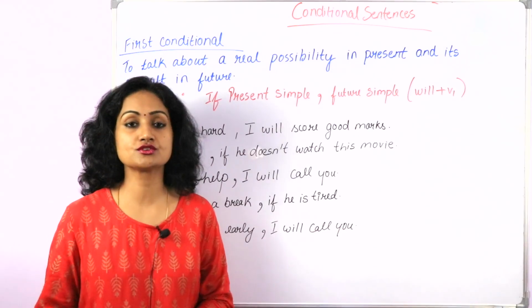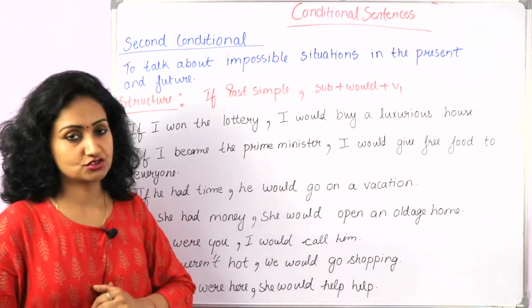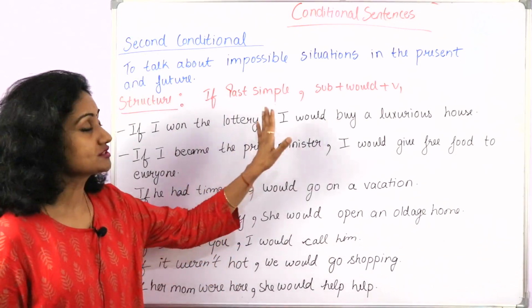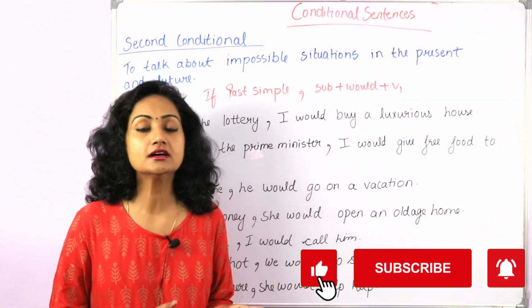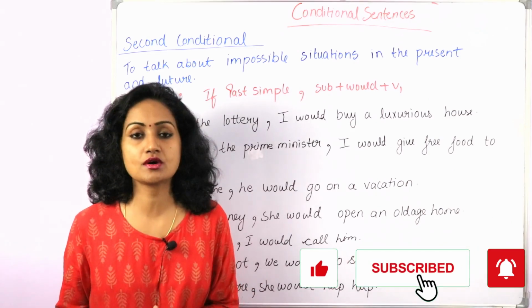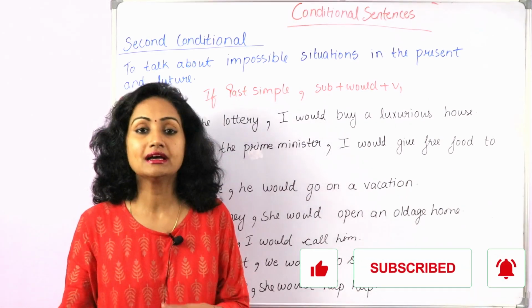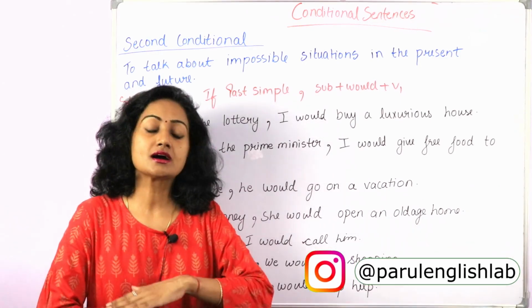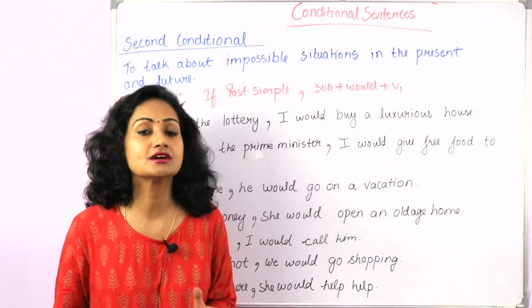Now let's move on to the second conditional. Next is second conditional. Second conditional is used to talk about impossible situations in the present and future, not in past. Here in second conditional, we do not talk about past at all. We only talk about present and future, and that too the situations that are hypothetical, that are completely imaginative, that have nothing to do with reality.